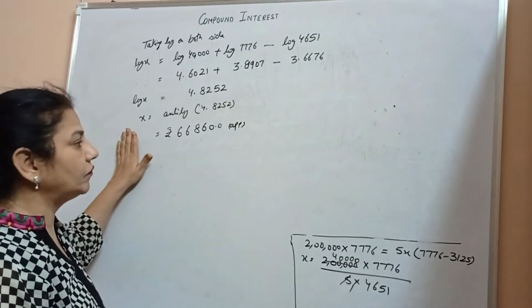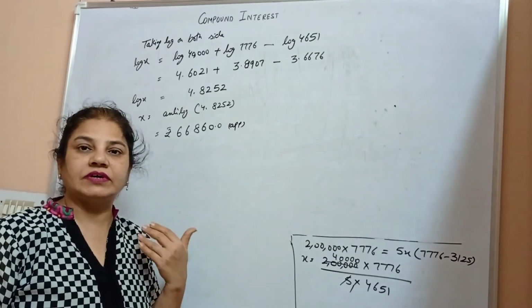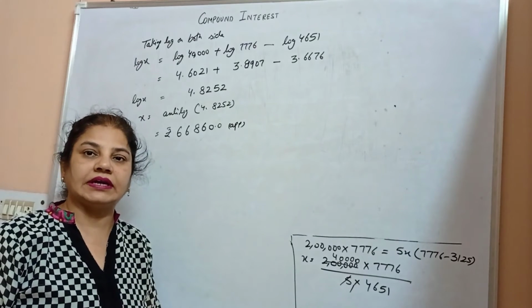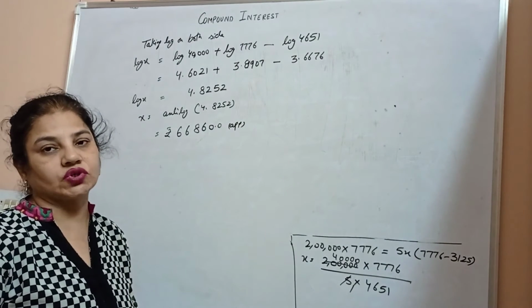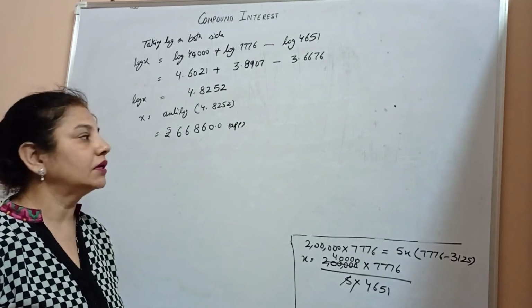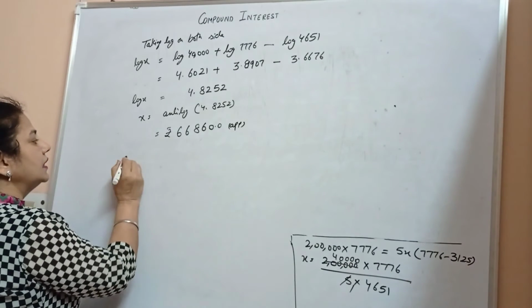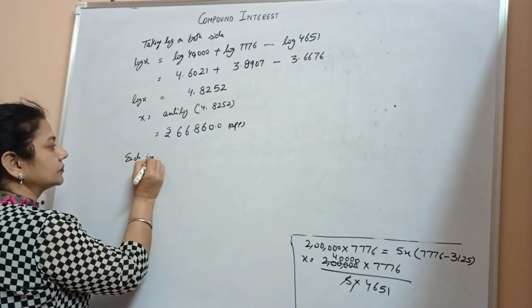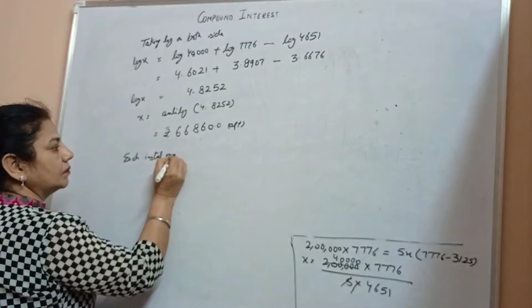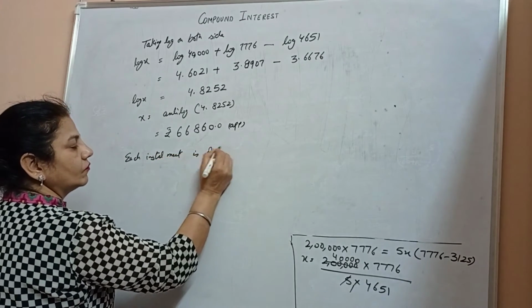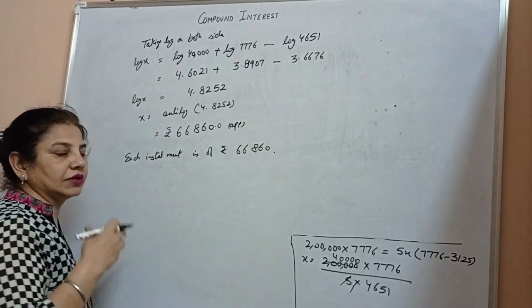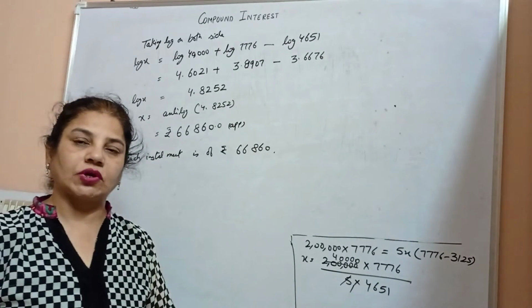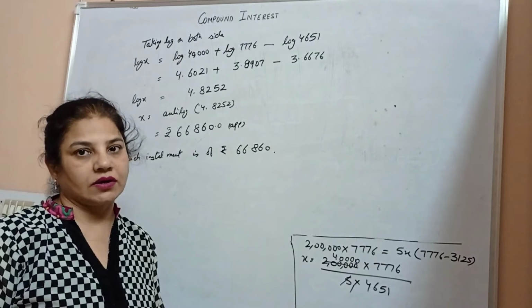You have to calculate the value of x. We have taken x as each installment. So in the question we have to find what the amount of each installment is. We have observed that each installment is rupees 66,860, and we have to give this amount in 5 equal installments to cover our car loan.